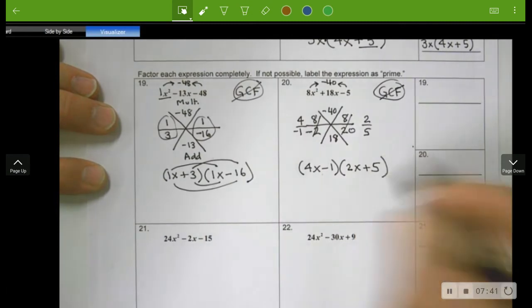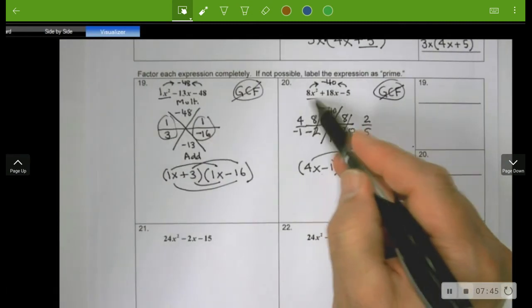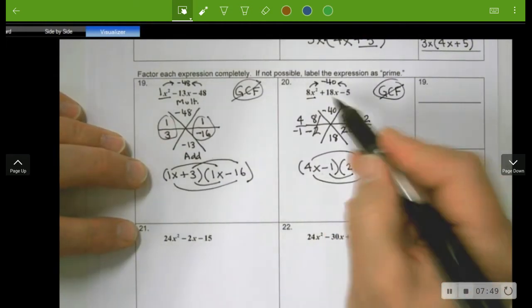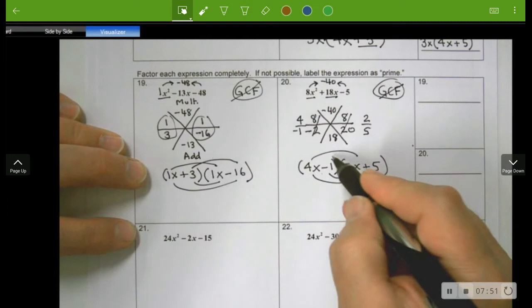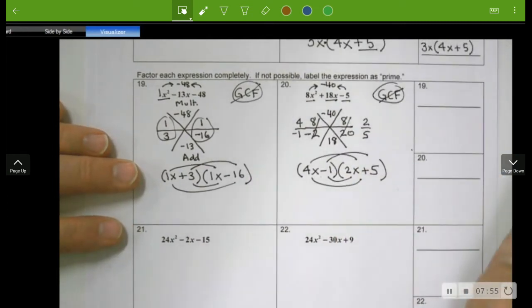Let's double check this by just foiling it. 8x squared, that worked out. Minus 2x plus 20x, that worked out. And last times last is negative 5. Everything works. Okay, last two problems here.